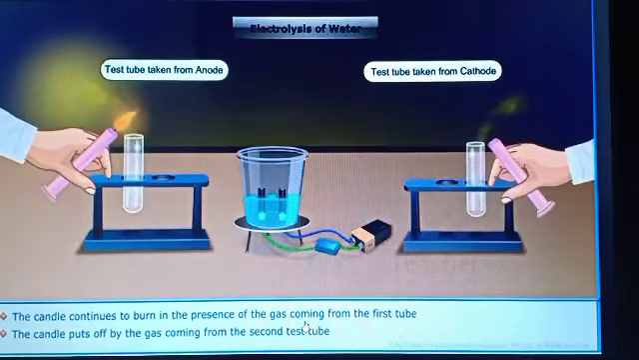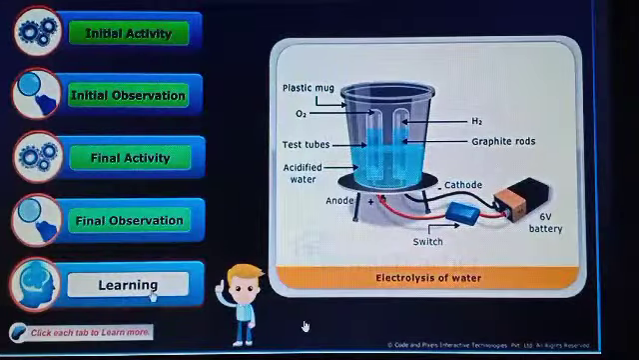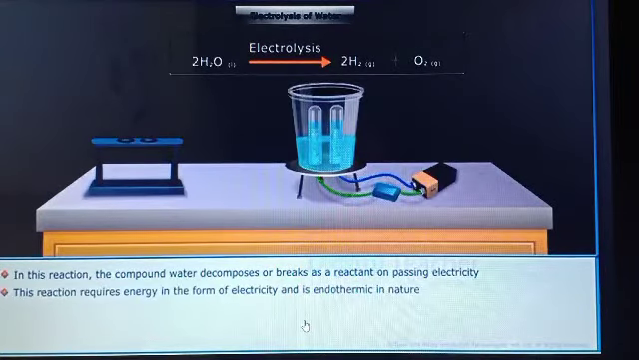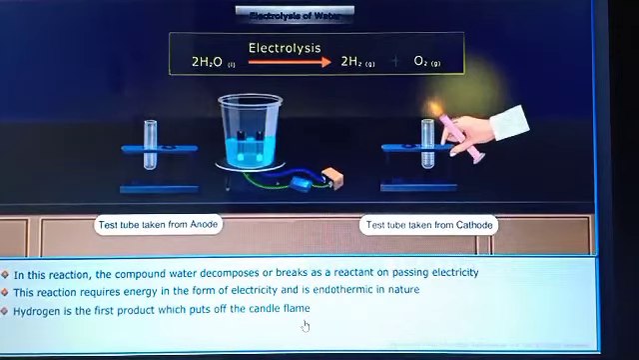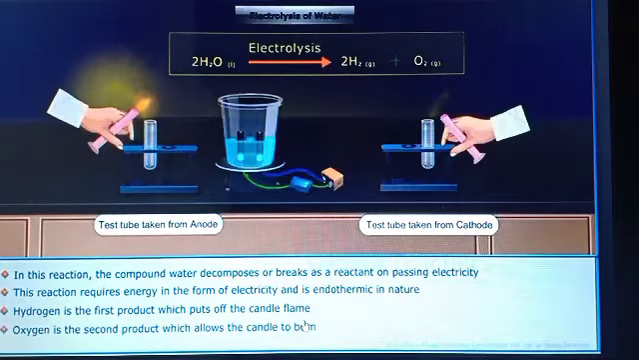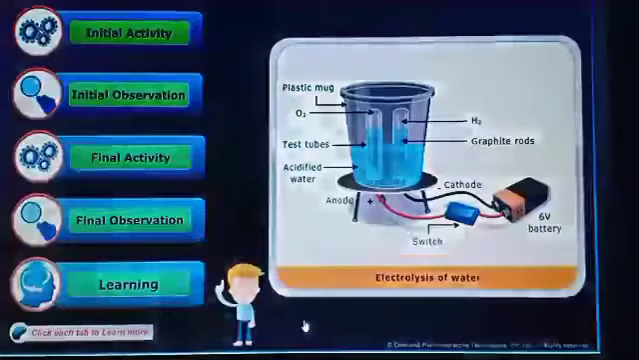which is taken as an anode, and in the second tube, that is taken as a cathode, the candle is put off due to the presence of hydrogen. In this reaction, the compound water decomposed, or broke, as a reactant under passing electricity. This reaction requires energy in the form of electricity. That's why we consider this an endothermic reaction. The hydrogen is the first product, which puts off the candle flame, whereas the second product is oxygen, which allows the candle to burn more.